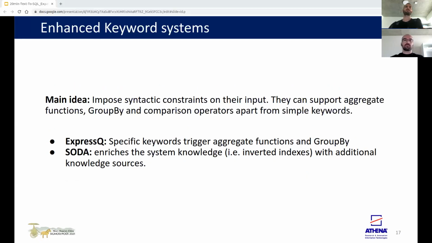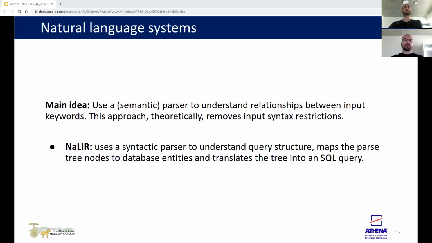The enhanced keyword systems impose syntactic constraints on their input to support aggregate functions, group bys, and comparison operators, apart from simple queries. ExpressQ looks for specific keywords in the input that trigger aggregate functions and group bys. SODA, in addition to the above functionality, expands the system's knowledge with other sources, like domain ontology.